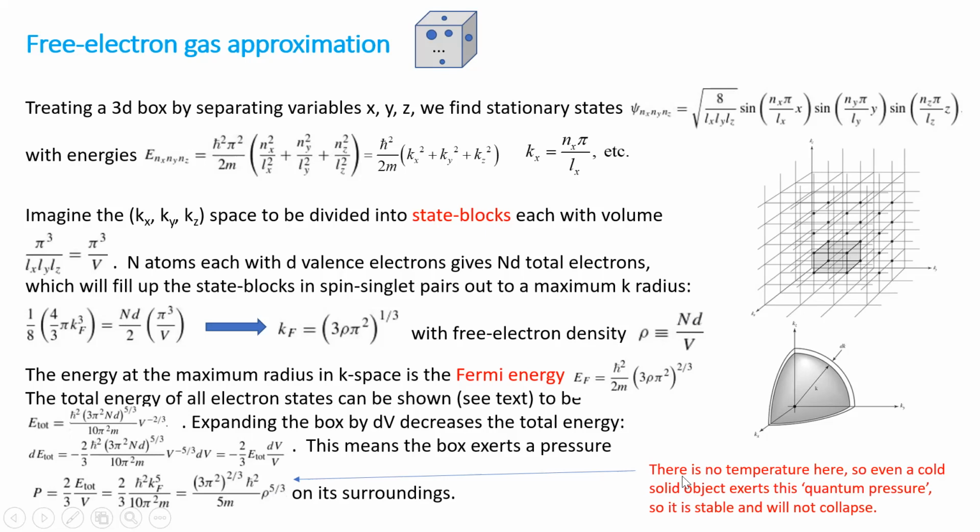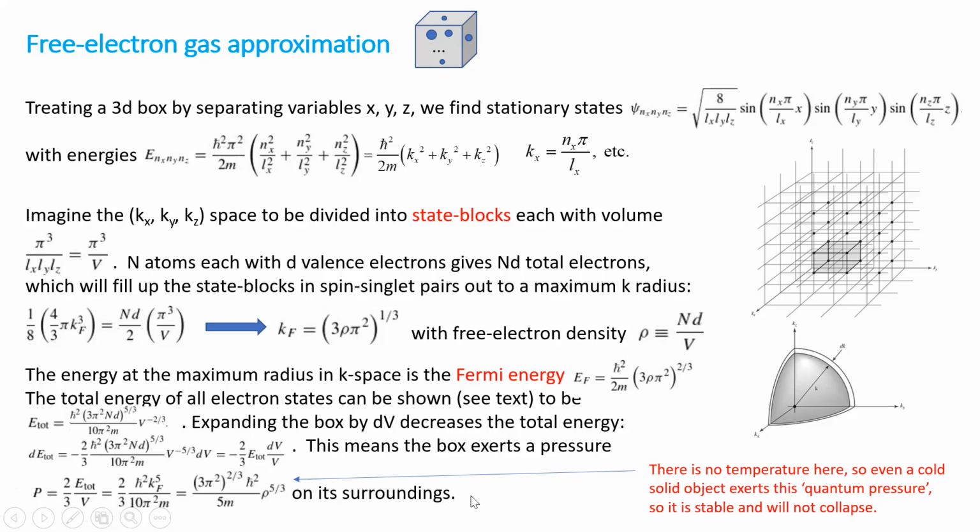So even though a hotter object will generally exert more pressure because of the vibrations, which we have not accounted for in this model, there is an independent pressure here due to the Pauli exclusion principle and the electrons filling up these states, which is represented by this pressure here. So even a very cold solid object exerts this quantum pressure.